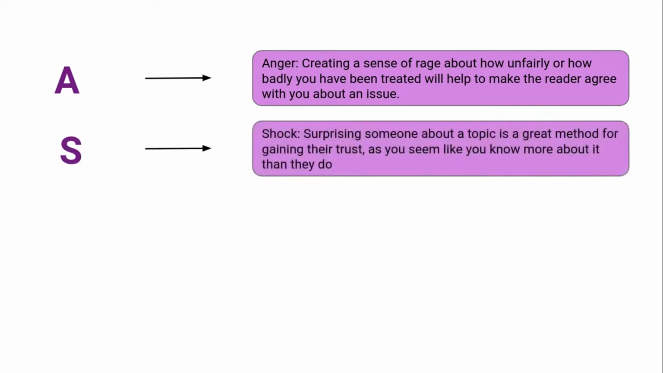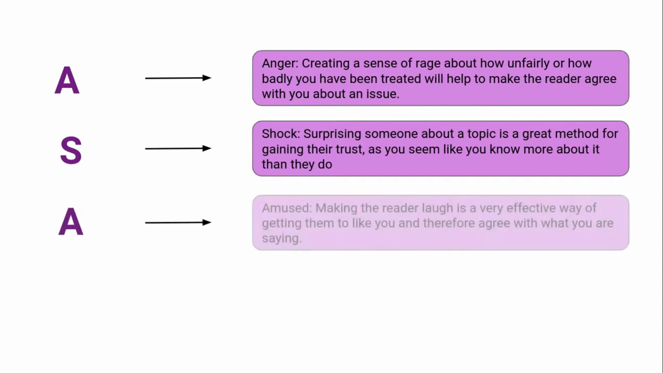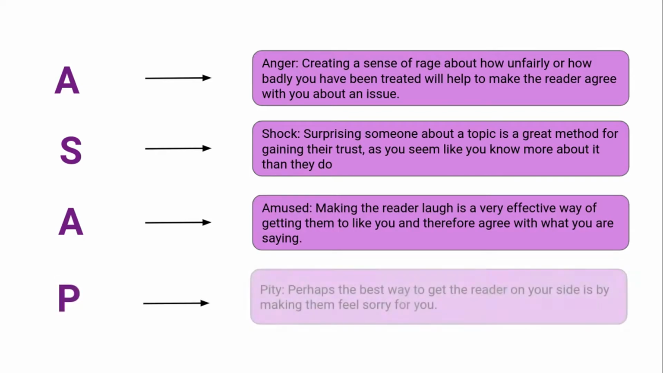Secondly, S, shock. Surprising someone about a topic is a great method of gaining their trust, as you seem like you know more about it than they do. Third, we have another A, amused. Make the reader laugh, because using humor is a very effective way of getting them to like you, and therefore agree with what you are saying. And finally, P, we have pity. Perhaps the best way to get the reader on your side is by making them feel sorry for you.